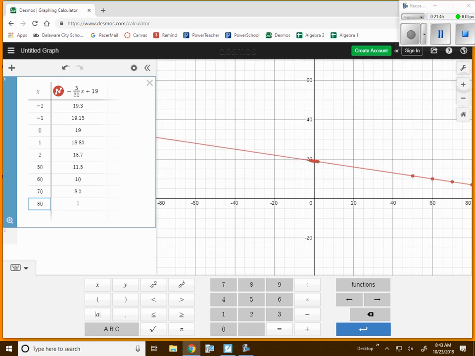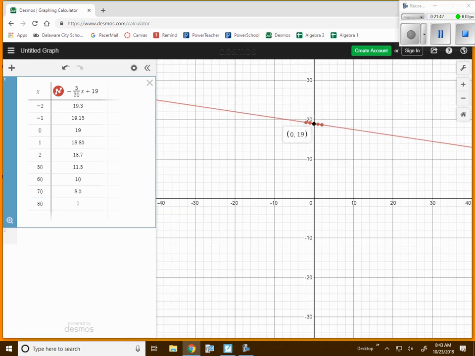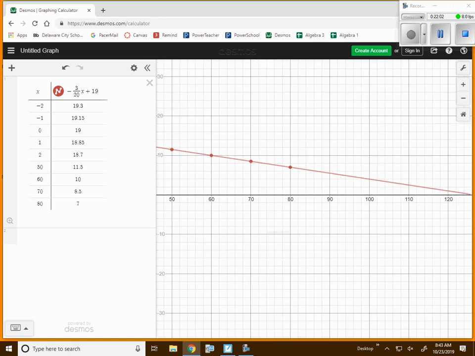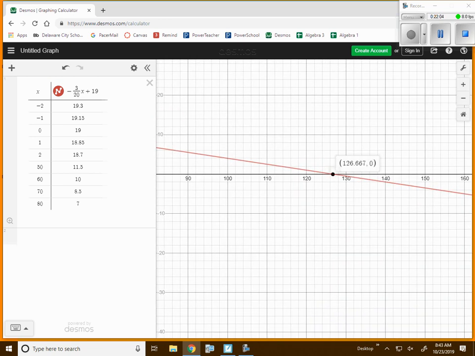I'm going to zoom out. Actually, let me zoom in a little bit. Okay, and I'm going to find the y-intercept. That is my initial value of gallons. What point on my graph will be when the water is completely drained? The x-intercept. So let's keep going over, and we can actually tap right there, and it tells us it'll take about 126.7 seconds for that water to completely drain.